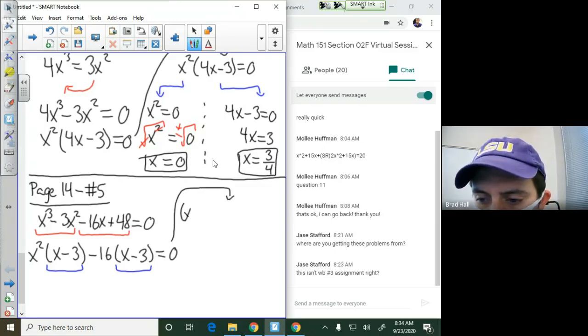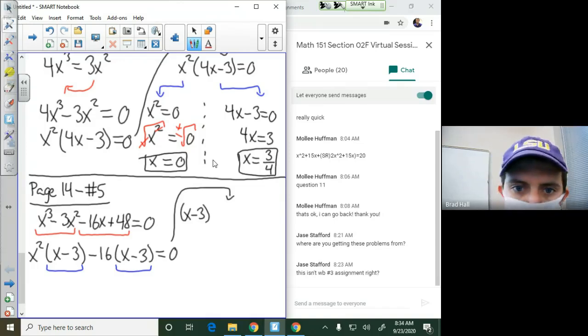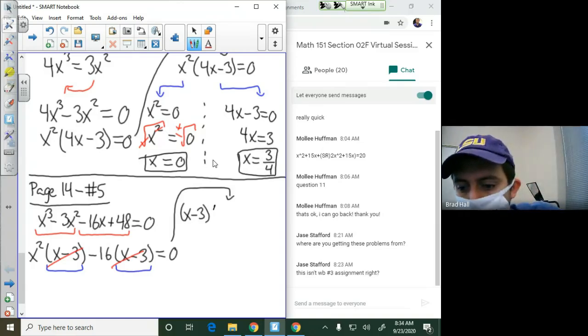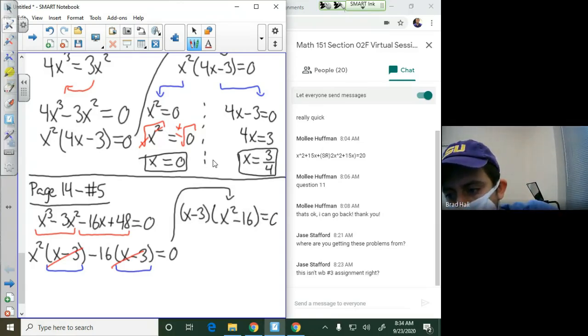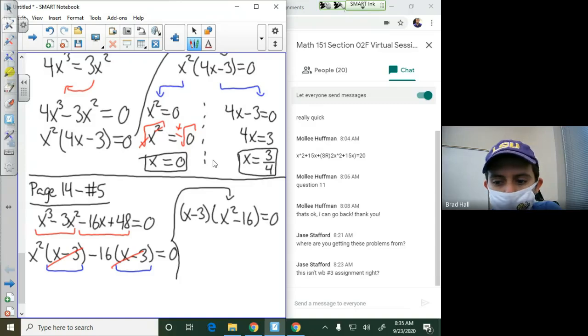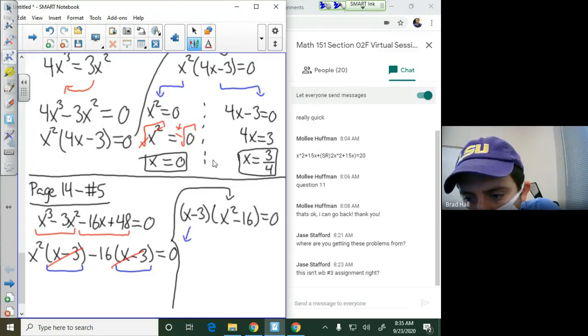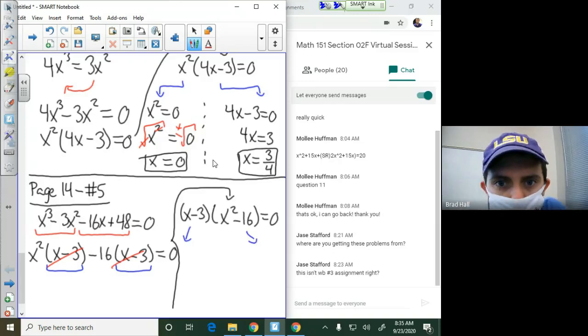So now x minus 3 is the repetition. What are we left over with? X squared minus 16. That's how the grouping works out here. And then now we have a factored form, which means each one of these can be set individually equal to 0.